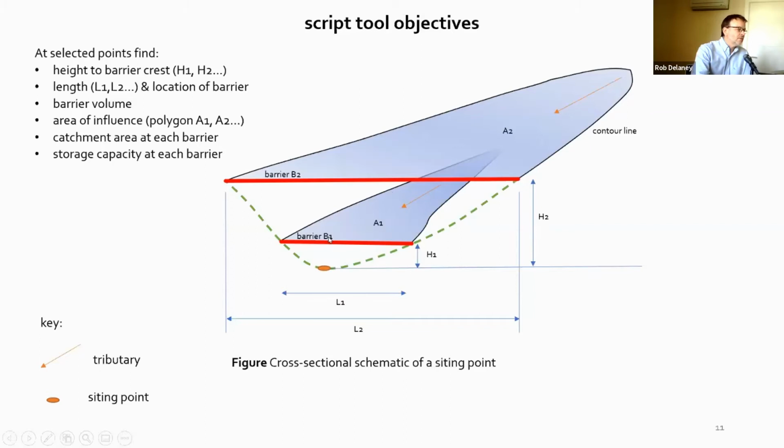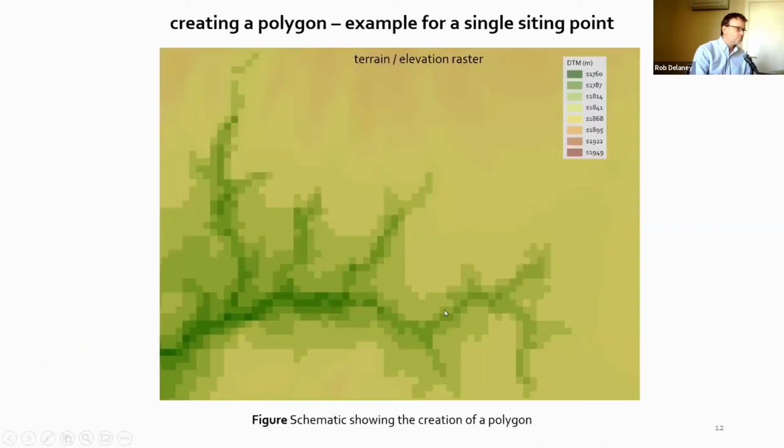Each height would have a different catchment area. It would have a different barrier size, a different polygon, and also, very importantly, storage capacity. What is the volume under these areas or polygons when it intersects with the terrain? So, in essence, this is like a part of the tool of how we create a polygon within the model.